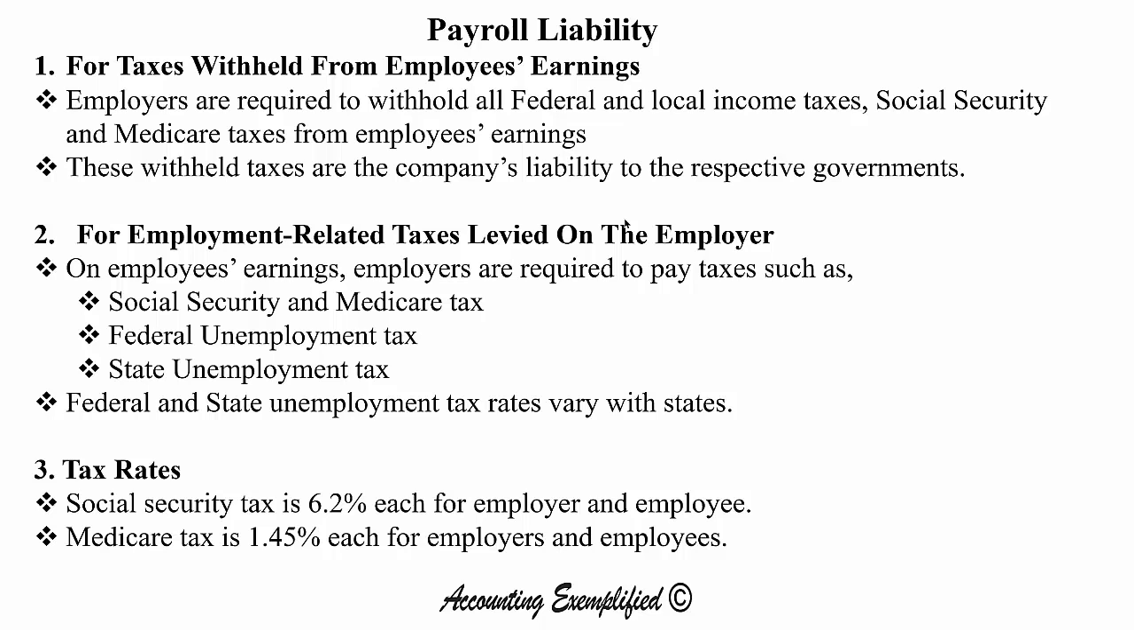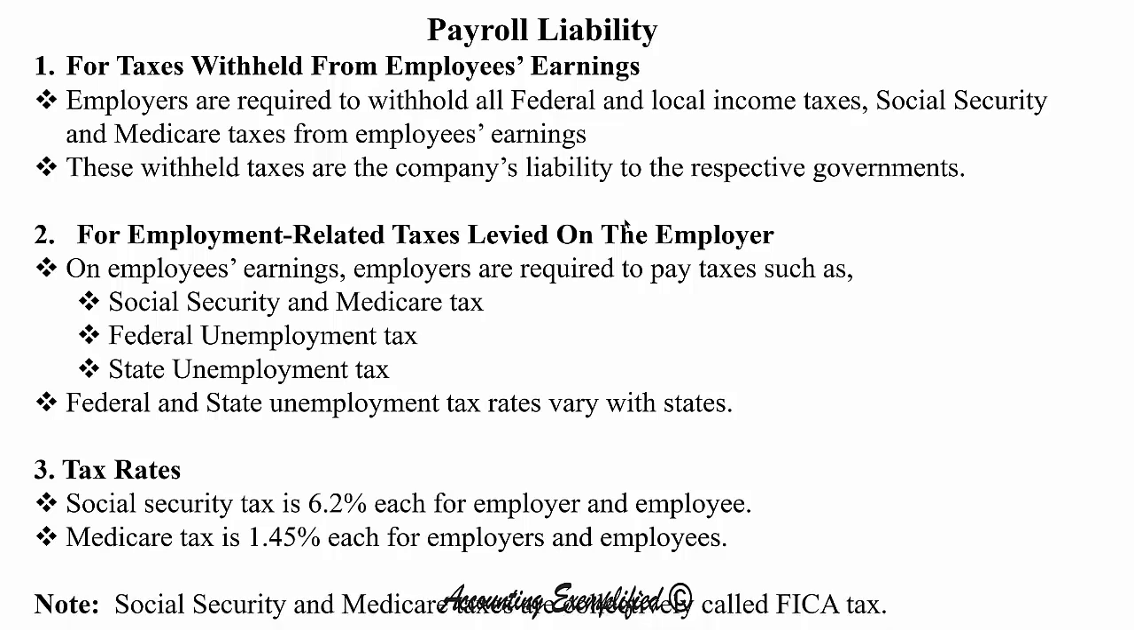The second rate is the Medicare tax. This is 1.45% each for the employers and the employees. So the employers pay 1.45% on the employee's earnings, and the employee also has to pay 1.45% on their earnings. The Social Security and the Medicare taxes are collectively called FICA tax.